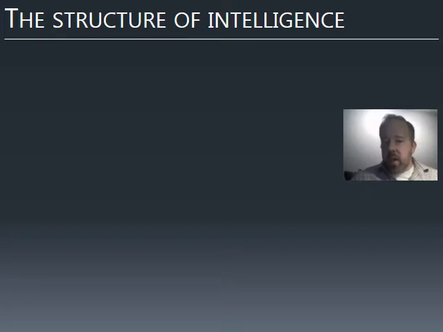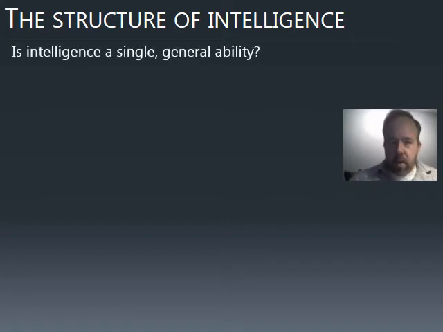So that's how we test intelligence. And what have those tests told us about how intelligence is structured? So what is the nature of intelligence? Is it a single general ability? Is intelligence really one thing? Can the world be split into intelligent people and unintelligent people? And the answer there is not really.